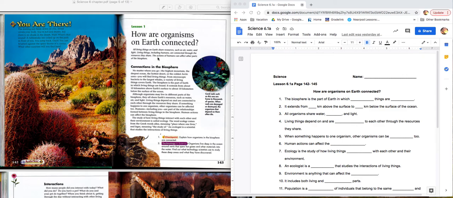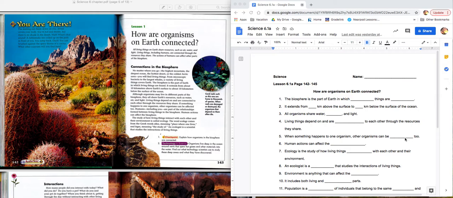Number 2, we already read it up here. Living things depend on and are connected, number 4, are connected to each other through the resources they share. So I'm connected because I need to compete for this water, air, and light. If something happens to one organism, other organisms can be affected too. Humans, including you, are part of the relationship formed between living things in the biosphere. Human actions can affect the biosphere. Human actions definitely affect the biosphere, guys.